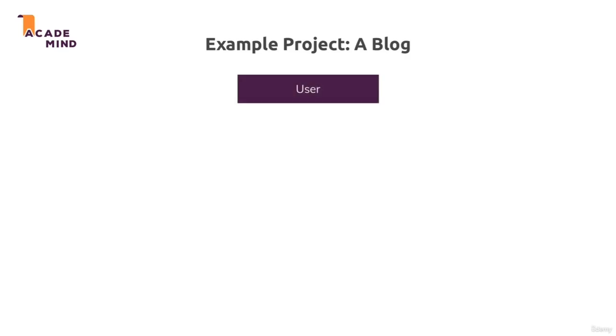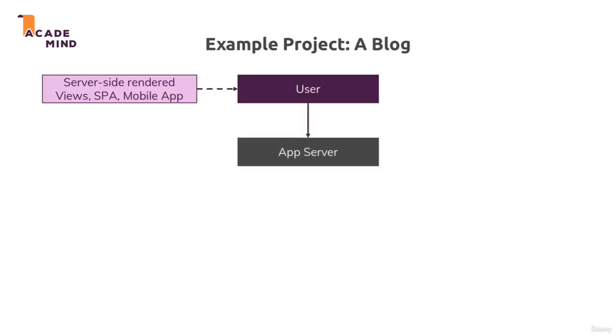So we have our user in our application, and that can be a server-side rendered website, a single page application, a mobile app, anything like that. We got our app server. And in that app server, or to that app server, we send a couple of different requests. Because let's say we're building a blog, as the title says.